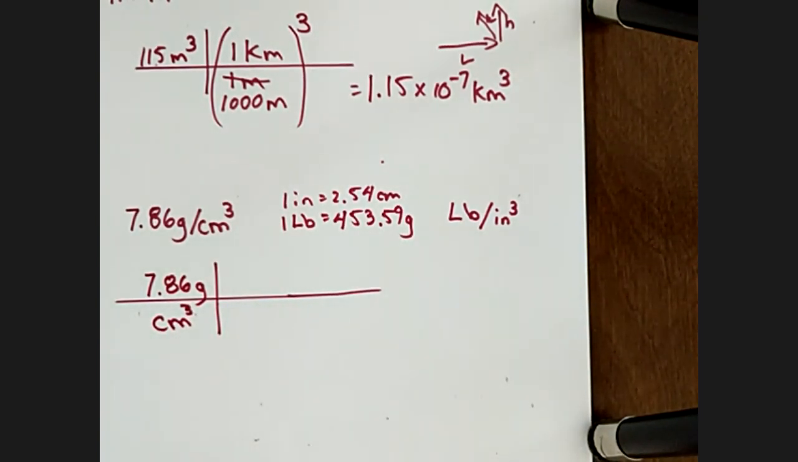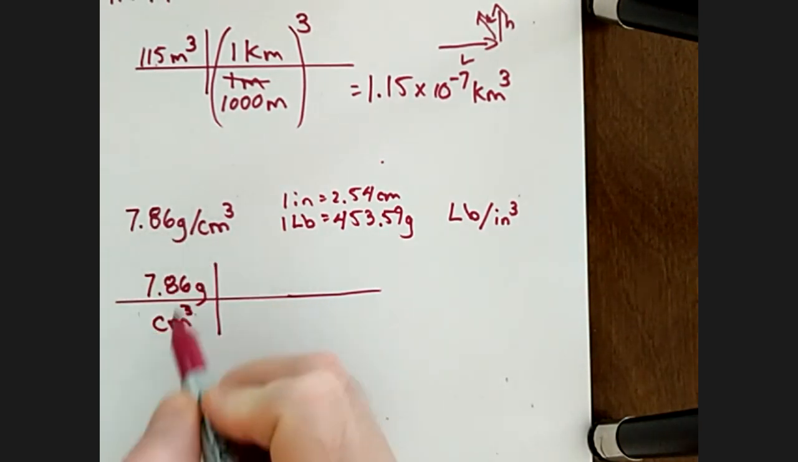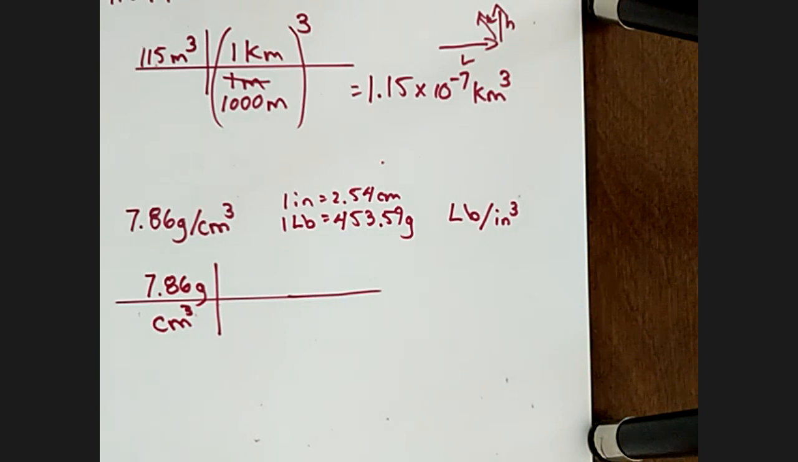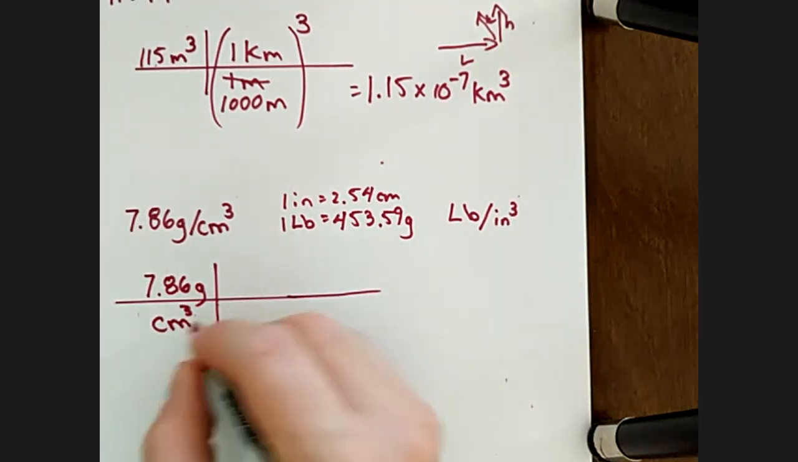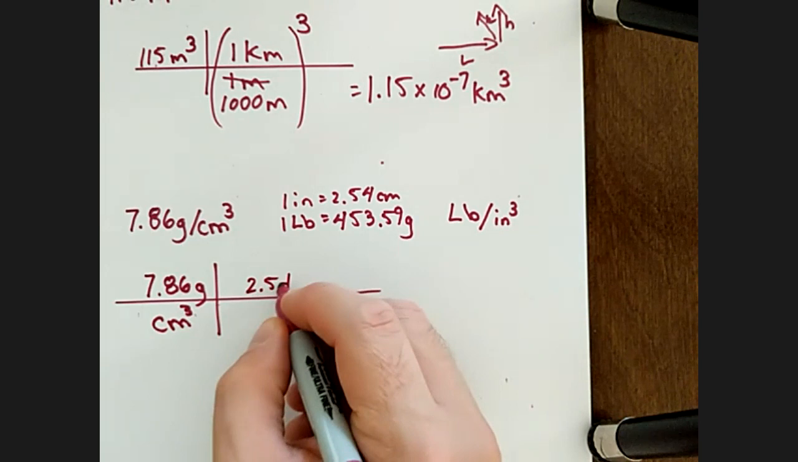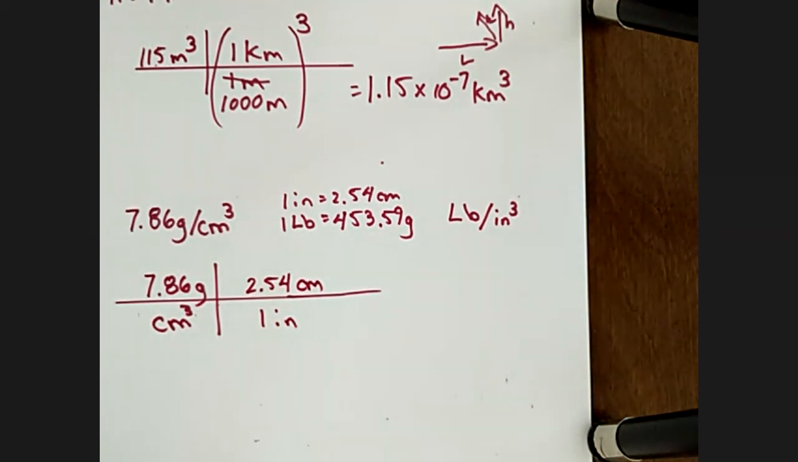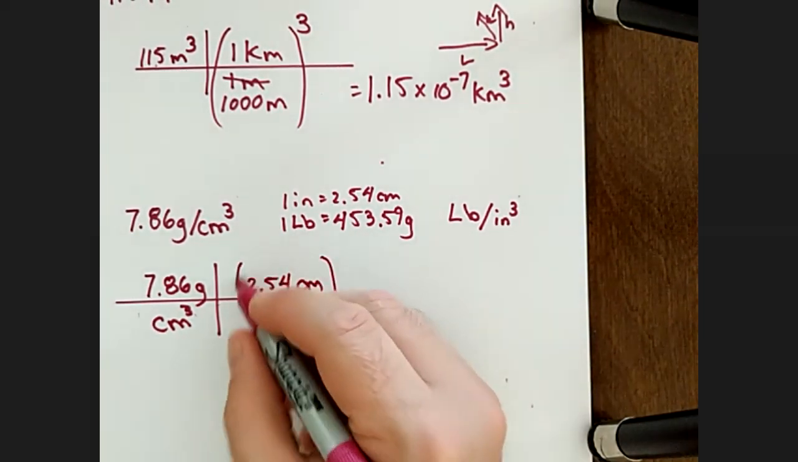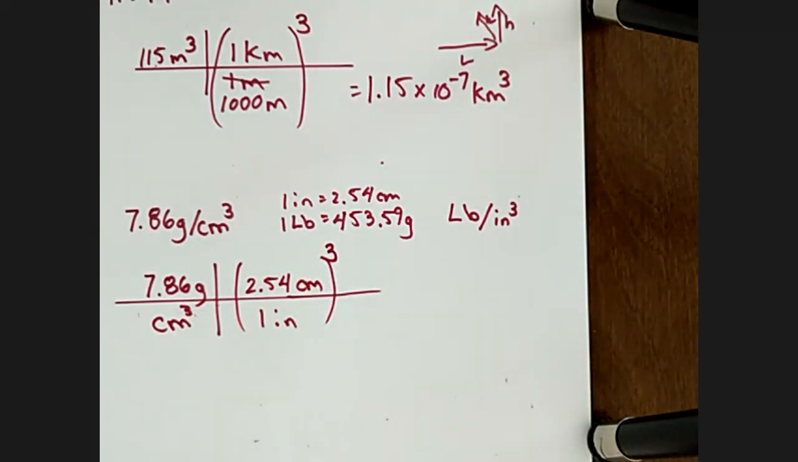Again, the centimeters cubed, so this is 7.86 grams for every 1 centimeter cubed. Now, it doesn't matter which one you start with. You could start with the top or the bottom, right? But in this case, I'll just start with the centimeters. So we know there's 2.54 centimeters in 1 inch. Again, this is the linear conversion. So in order to turn the linear conversion into a volume conversion, we have to cube the whole thing.